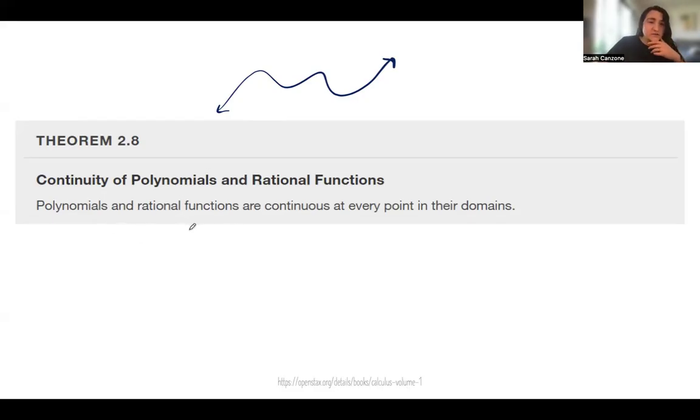Now, rational functions, you may. So rational function, again, remember, is a polynomial over a polynomial. That is your function. So rational functions are continuous everywhere in their domain. And so maybe you have a function that has a vertical asymptote or it has a hole in it. So those obviously just wouldn't be part of the domain.